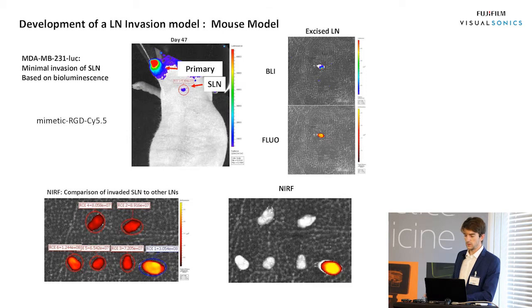We also validated this model on mice. As you can see here, the signal from the primary tumor in the hand of the animal, and you have here the sentinel lymph node. And when the lymph node is excised, you can see here bioluminescent signal and the fluorescent signal. And compared to healthy lymph nodes, you have here the signal from the invaded lymph node. And after a spectral mixing with fluorescence, you have this signal on the invaded lymph node.